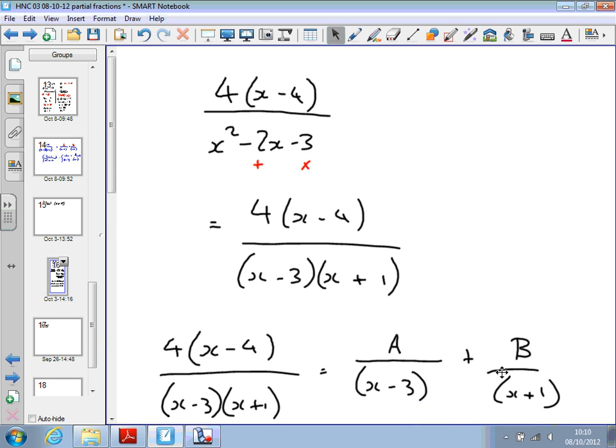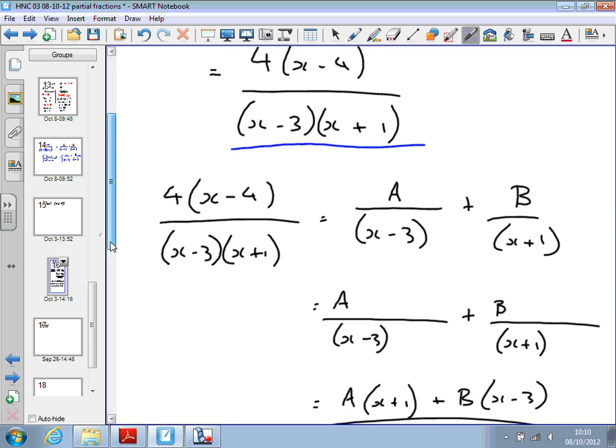Start off with this original expression, which we're going to try and in the end integrate. That's the whole point of it. So to do this integration, we're going to try and factorise the denominator. It doesn't always factorise, but in this case it does, and we end up with this.